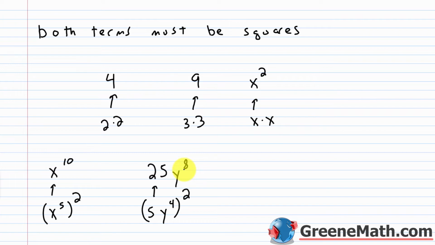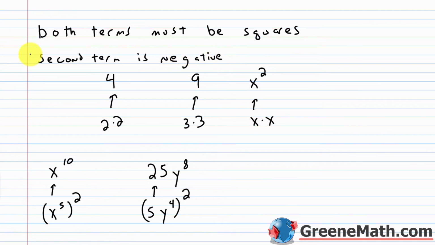So this is what you're looking for when you're looking for the difference of two squares. So both terms must be squares. Now, the other thing is that the second term is going to be negative. So your second term is negative.